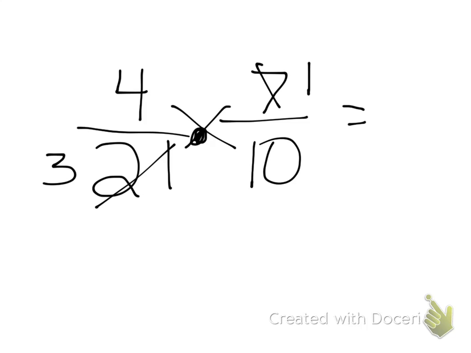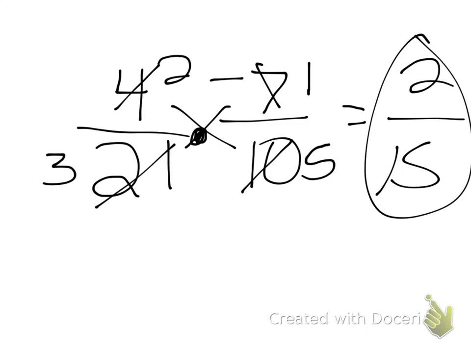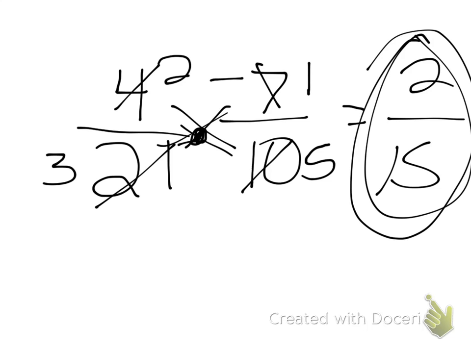Then 4 and 10. What can I divide both of them by? I can divide both of them by 2. So this one would be a 2, and this one would be 5. And then my answer is going to be 2 times 1 is 2, 3 times 5 is 15ths. 2 15ths is already simplified. If you do all your crossing out, you'll know already it's simplified, and so your answer is 2 15ths.